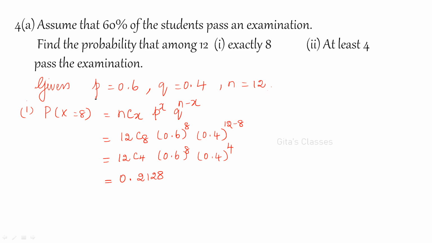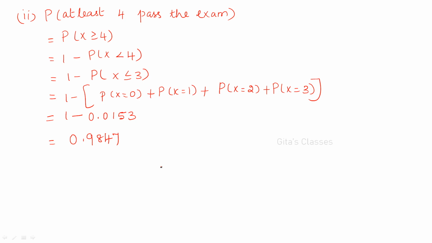So the probability that x is exactly 8, so x is equal to 8, substitute the values. Here 12C8 is 12C4. We can write this using a property of the combination: NCR is equal to NCN minus R. So 12C8 is equal to 12C(12 minus 8), that is 12C4. Whichever is easier you can do, and using the calculator you can calculate this easily. So 0.2128 is the answer.